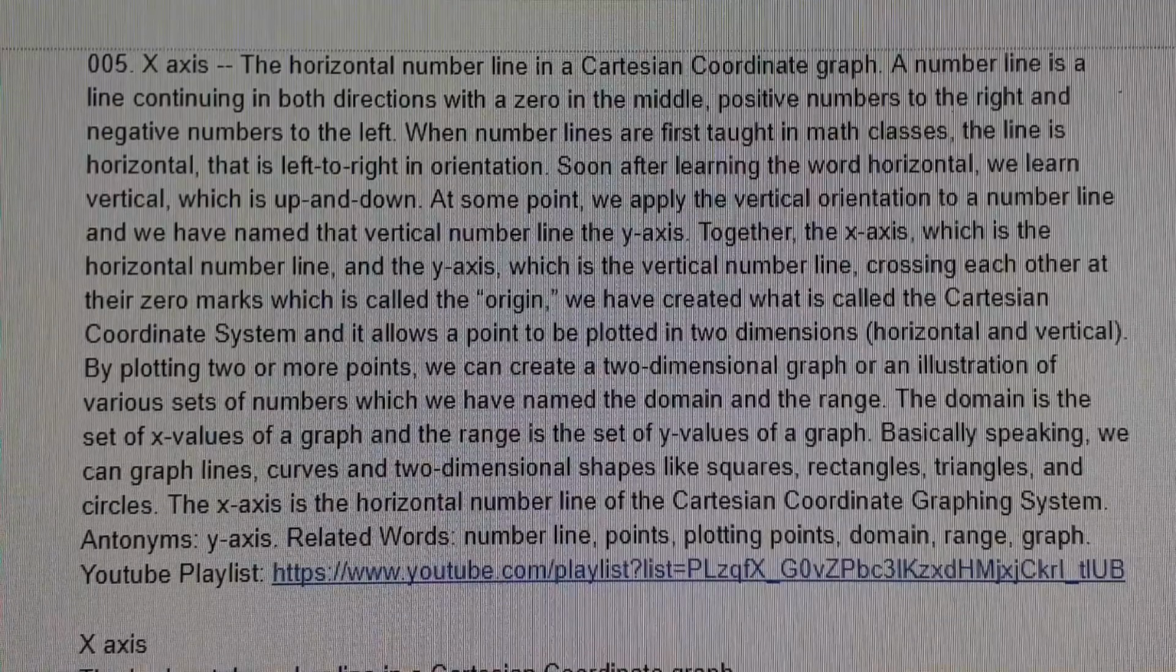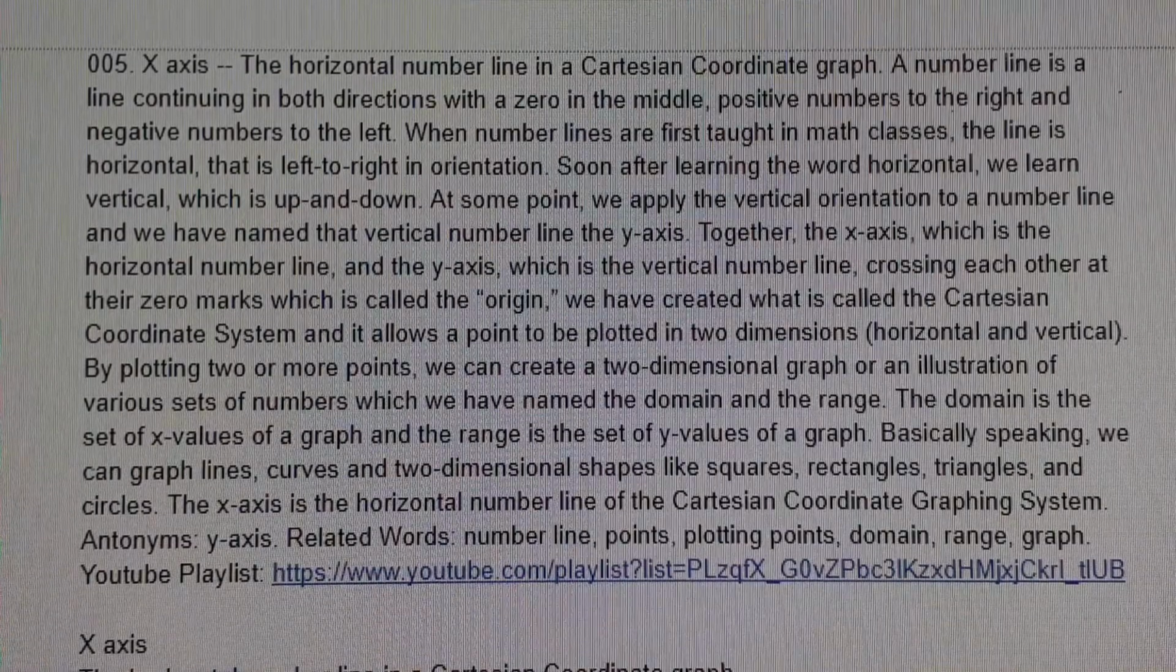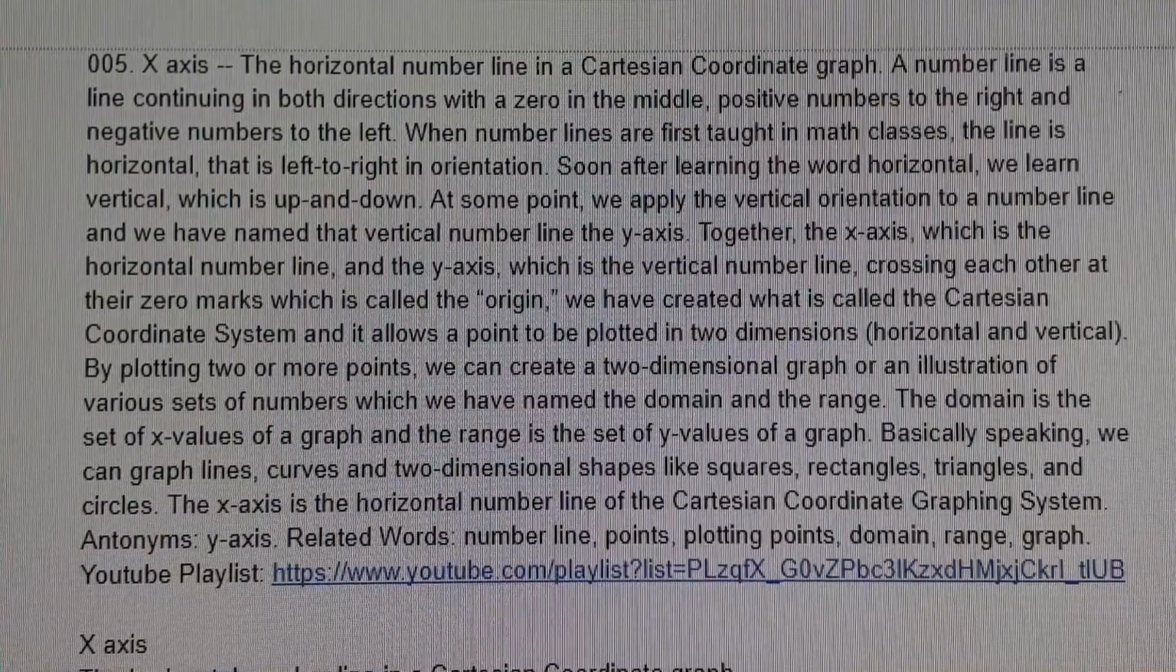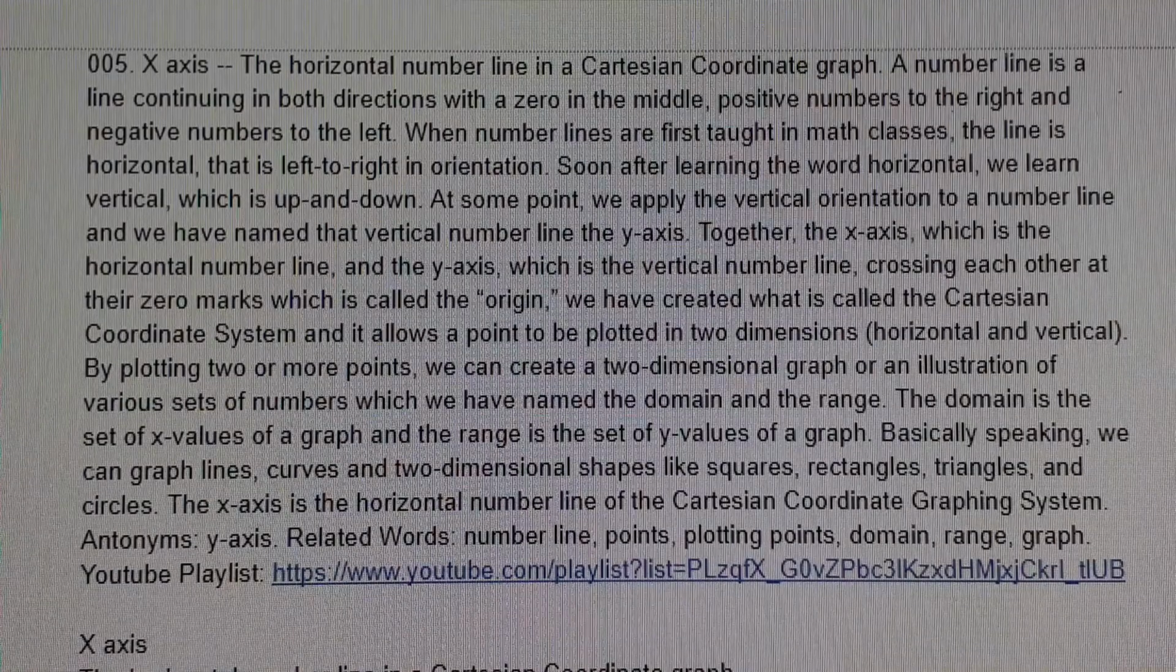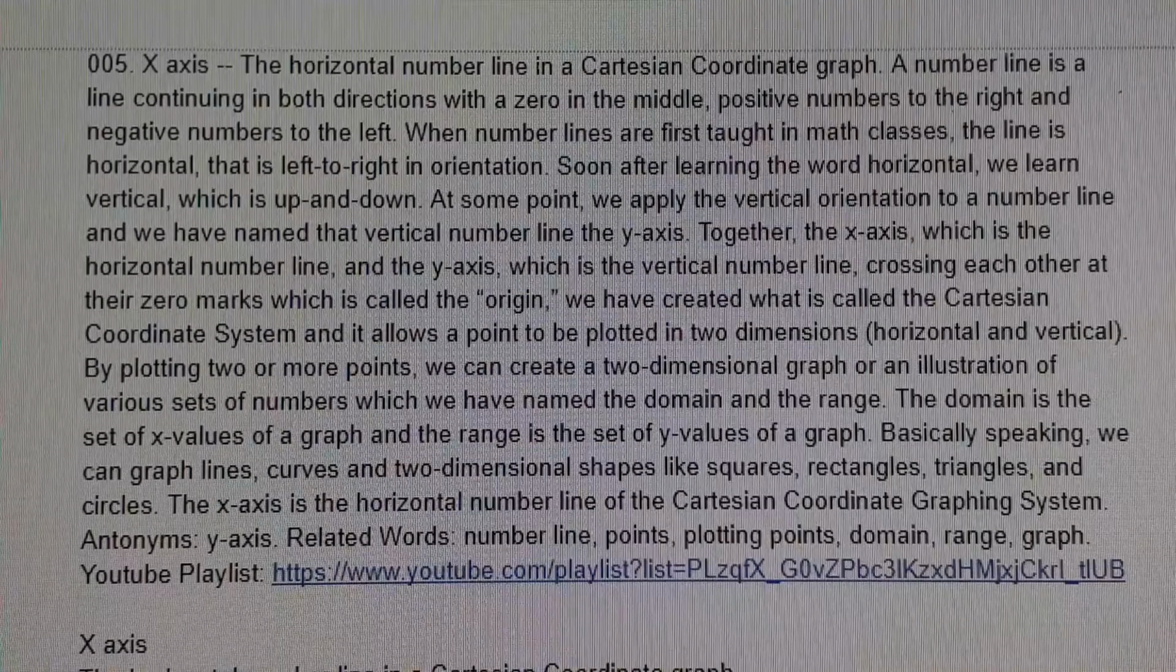Together, the x-axis, which is the horizontal number line, and the y-axis, which is the vertical number line, crossing each other at their zero marks, which is called the "origin," we have created what is called the Cartesian Coordinate System, and it allows a point to be plotted in two dimensions (horizontal and vertical).